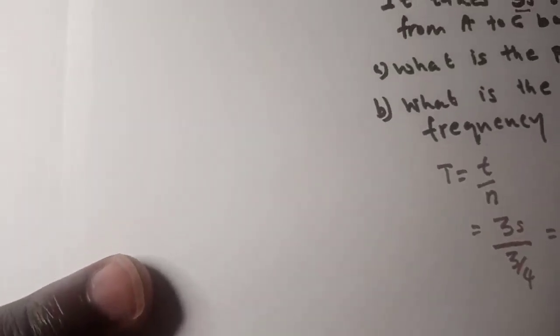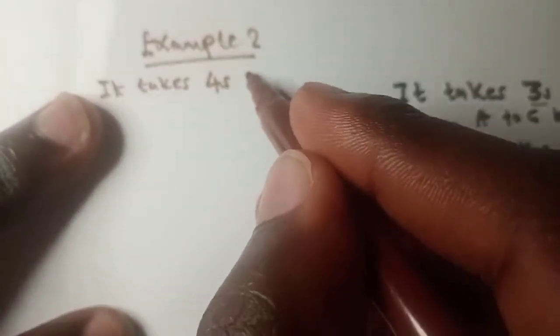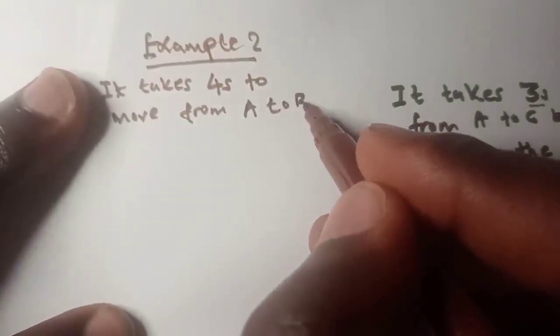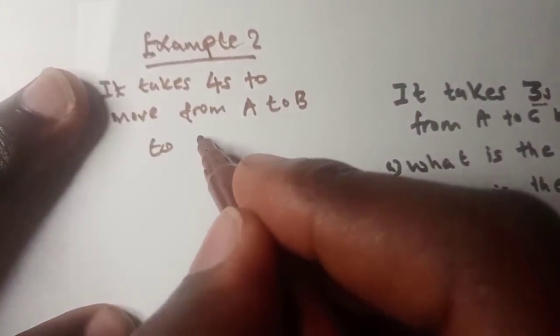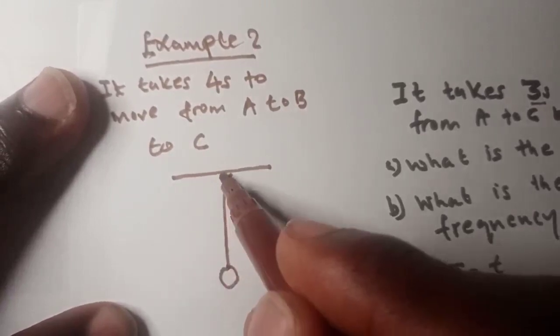Okay, let's look at another example. Example number 2 says it takes 4 seconds to move from A to B to C. And we have the diagram shown here, the bulb.